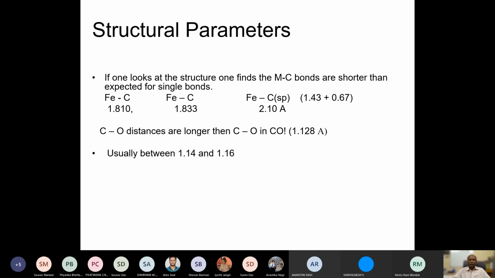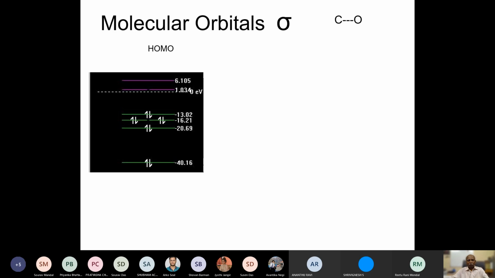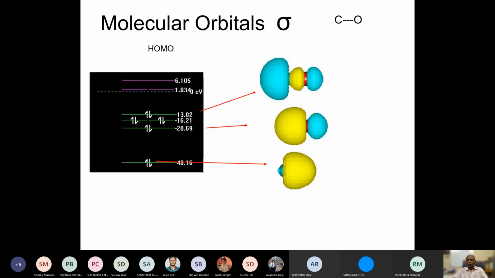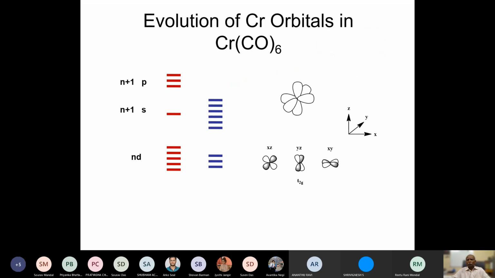So, in order to explain the multiple bonding, you see that the sigma has got only one favorable interaction, and that is donation of electron density from the HOMO. So the pi bond is formed from donation of electron density from the metal to the LUMO of the carbon monoxide. So let's look at the metal orbitals.